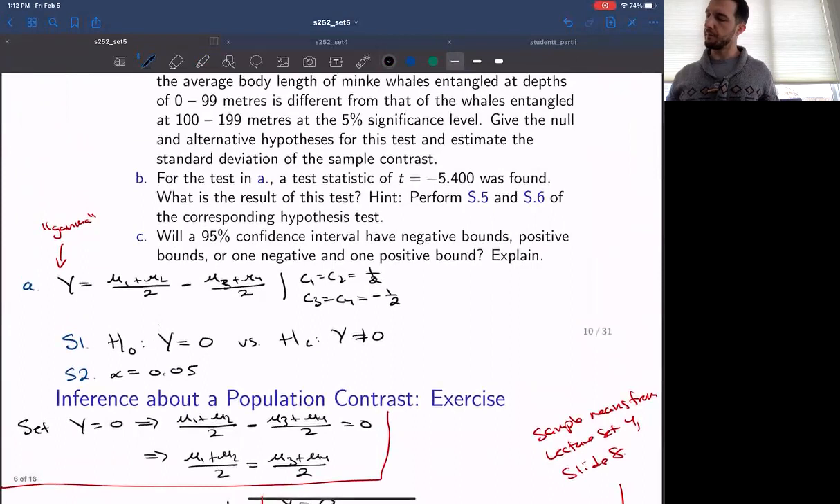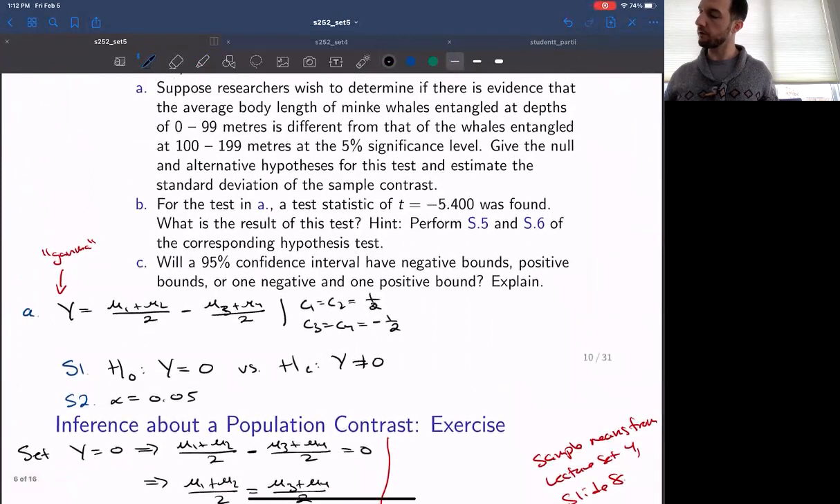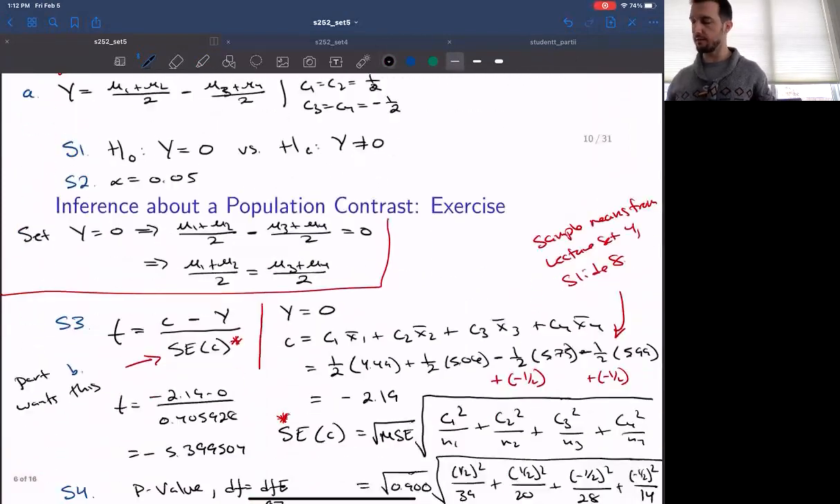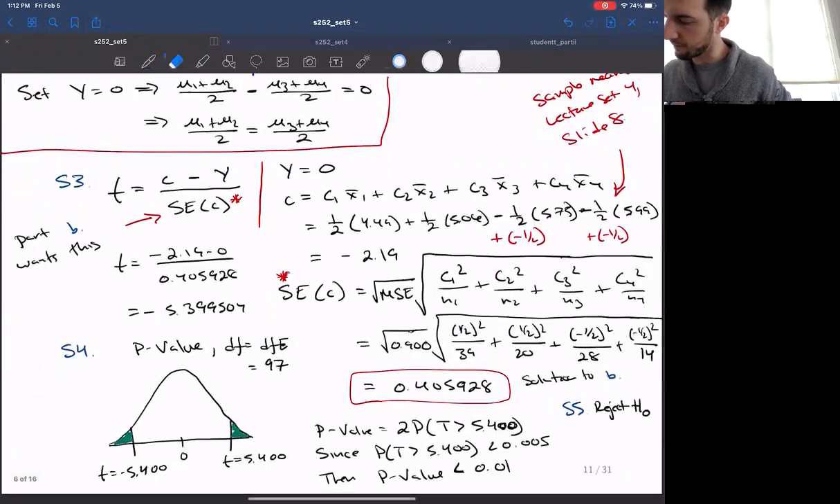Okay, so part B, just as a reminder, part A says give the null and alternative and estimate the standard deviation. Sorry, so this is not the solution to part B. This is just the standard deviation. So that's our part A, and this is going to be the solution to part A. Sorry about that.